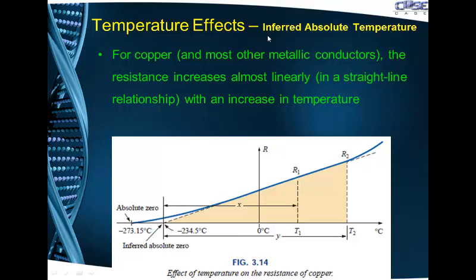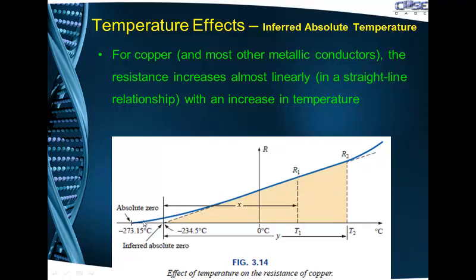So temperature effects. What is inferred absolute temperature? For copper and most other metallic conductors, the resistance increases almost linearly, in a straight line relationship, with an increase in temperature. So for conductors, their resistance increases linearly in a straight line as temperature increases. This is a profile of the resistance versus temperature. If temperature increases, the resistance linearly increases.